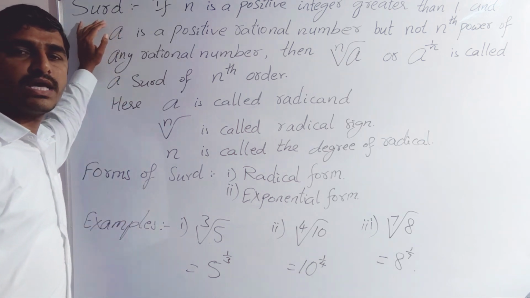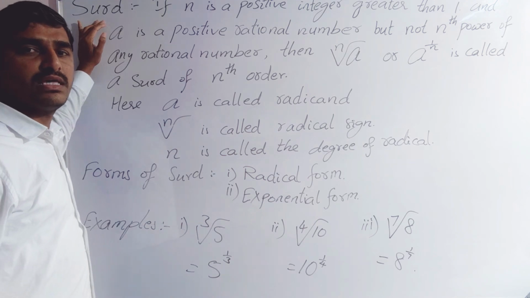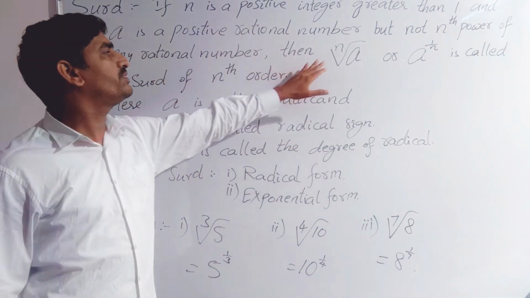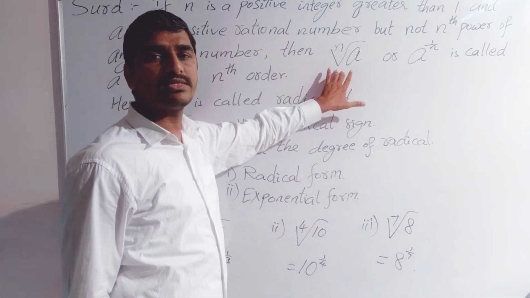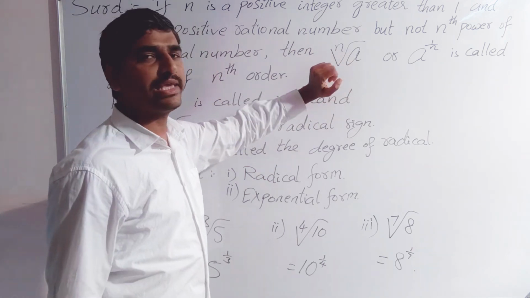Surds. Now we are going to learn about surds. What is the definition of a surd? The nth root over a is called a surd. What are those n and a?